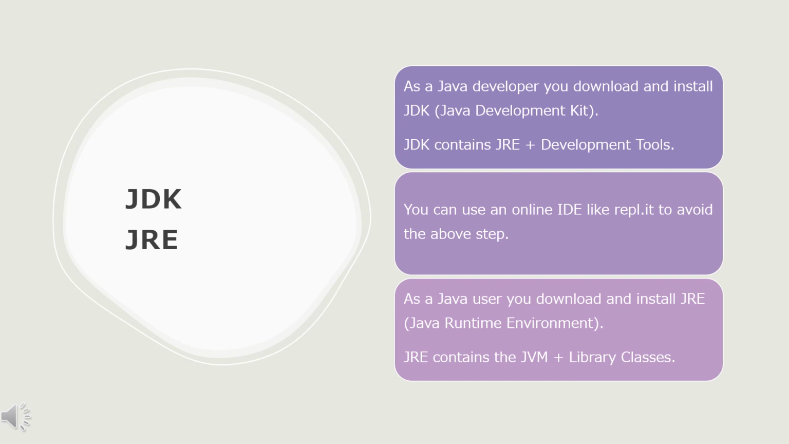A few more terms we should know before getting started with Java coding: JDK and JRE. If you're a Java developer, you would want to download and install JDK or the Java Development Kit. This is free and you can download it from Oracle. This will contain everything a developer needs to set up Java and develop and run programs. On the other hand, if you use an online IDE like REPL.it, you can avoid these steps. Now, if you're not a developer but you just want to run Java programs written by others, you just need a JRE or the Java Runtime Environment, which gives you the JVM and the libraries you need to run the Java programs.